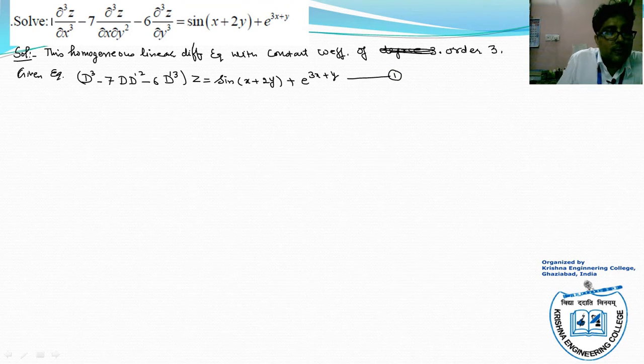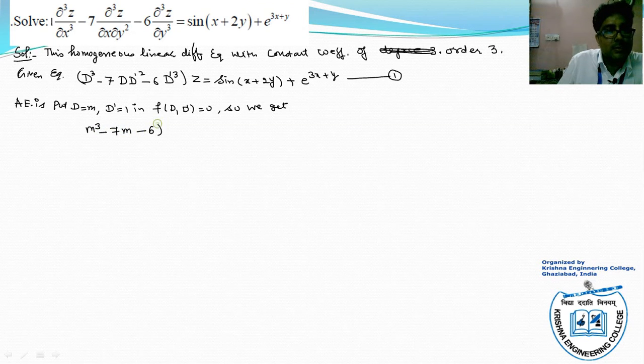Now, first of all we find the auxiliary equation. Auxiliary equation, we write AE in short. Put D is equal to m and D dash is equal to 1 in f(D, D dash) equal to 0. So we get m cube minus 7m minus 6 is equal to 0.